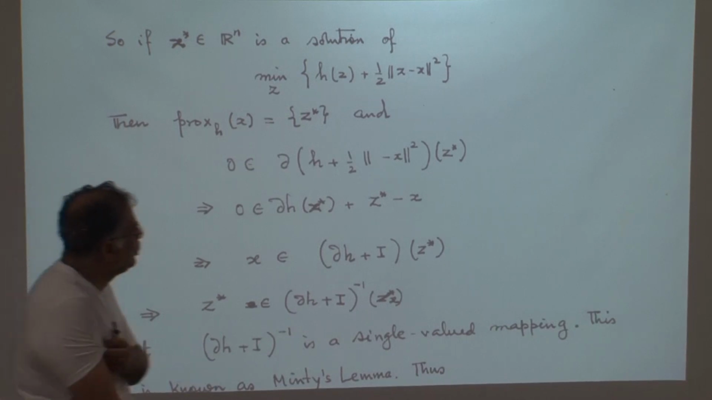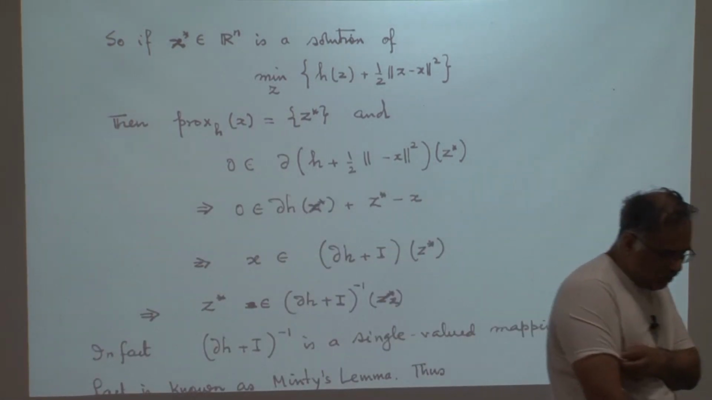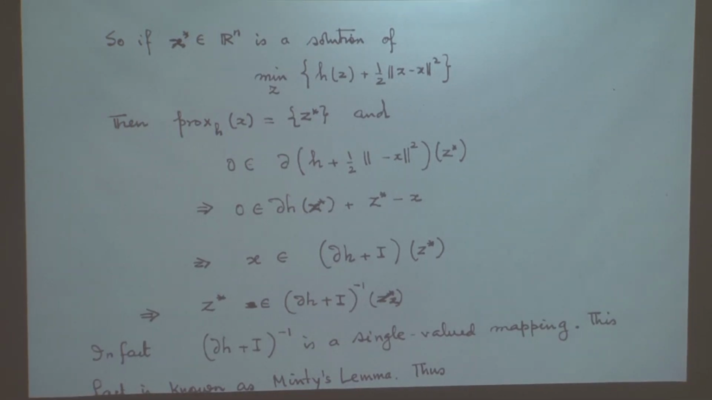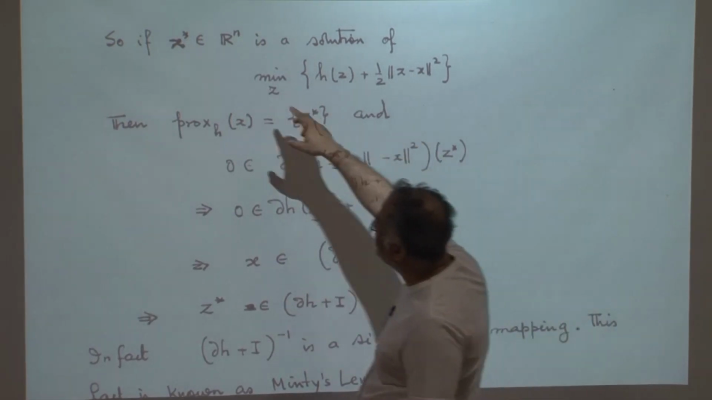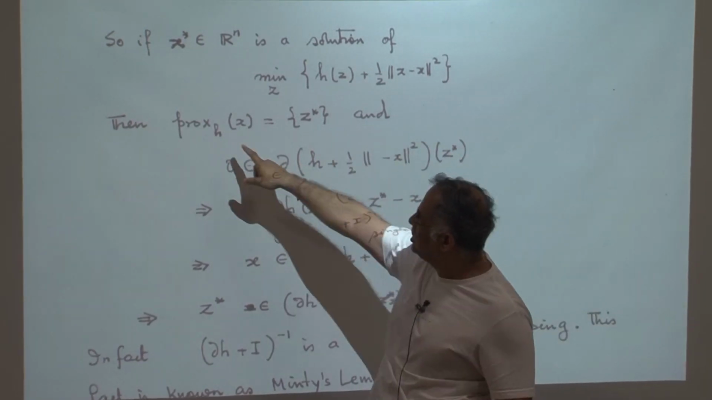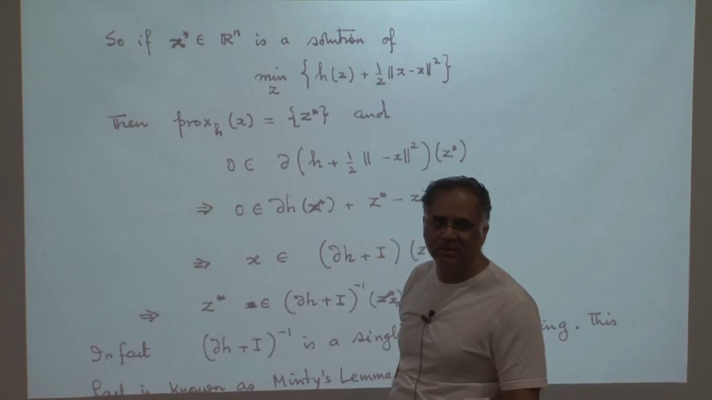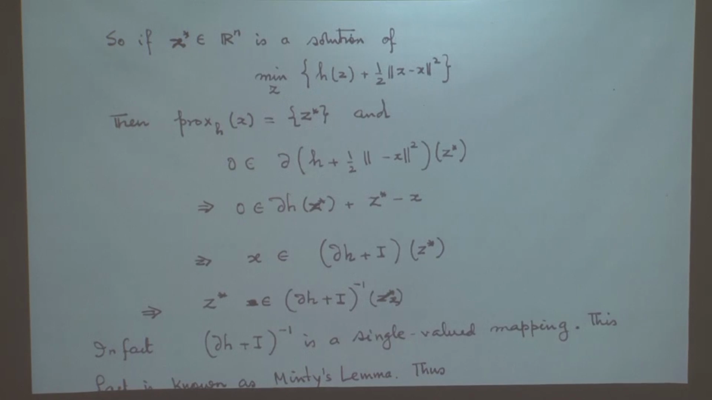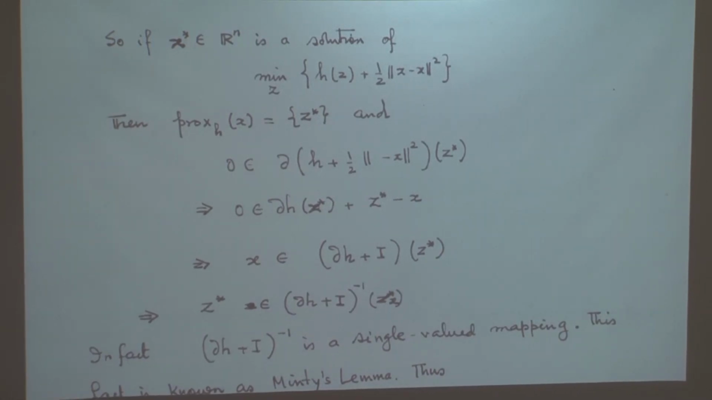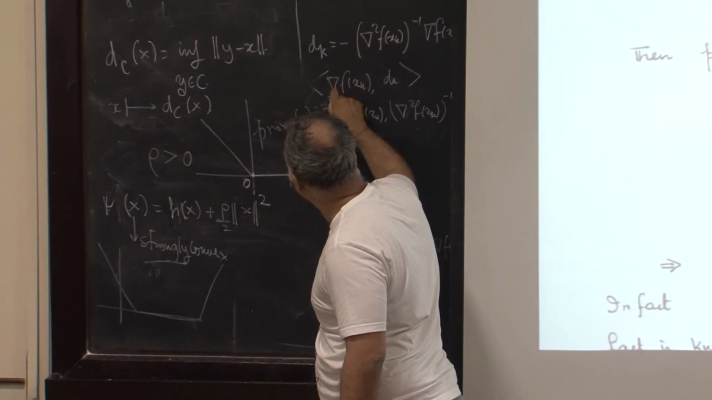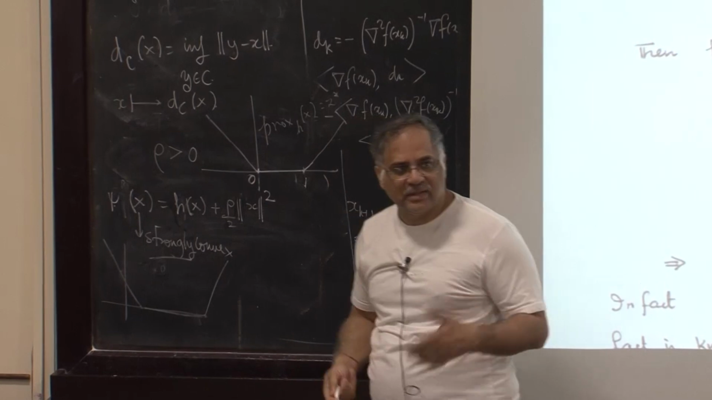Now, let us look more at the optimality conditions. I know that suppose z star is the unique solution of this problem. Then the proximal mapping is nothing but z star. Prox h, I have written, I think that curly bracket is not required. So, it is prox of h computed at x is z star. Obviously, it depends on the choice of x. If you change the x, the z star will change.